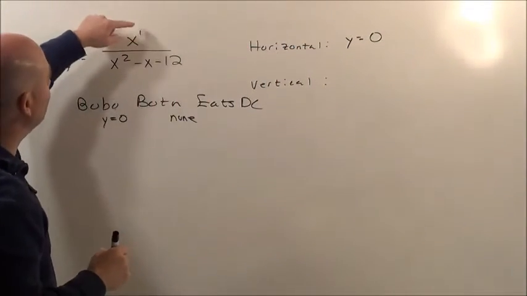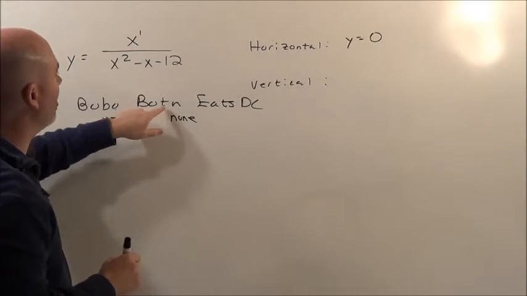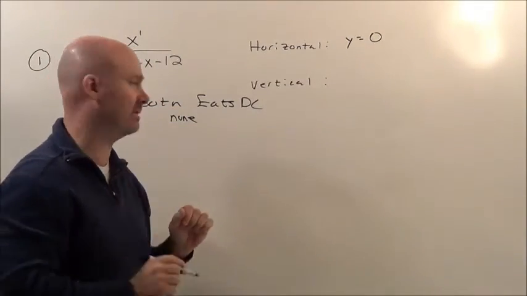Now, if these had been flipped, if there was an x squared up here and just x minus 12 on the bottom, then it would be bigger on top, and we say there's none. There is no horizontal asymptote.